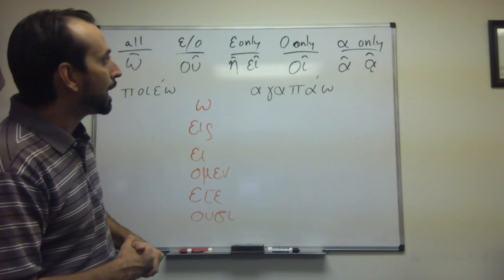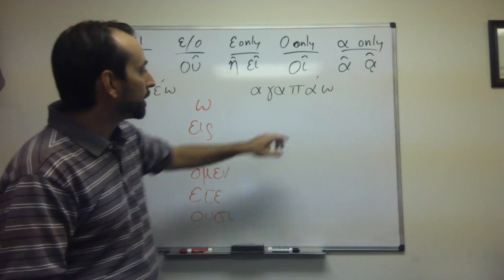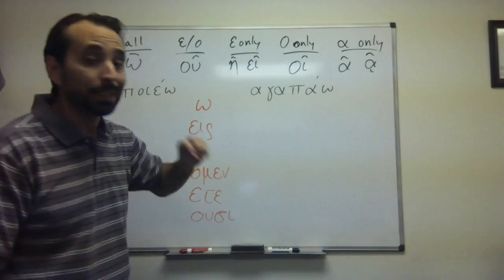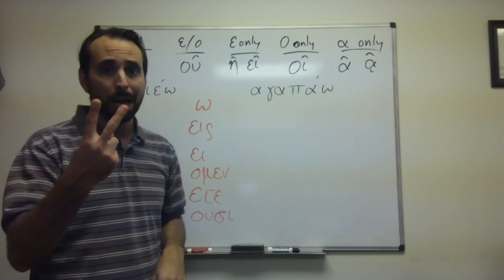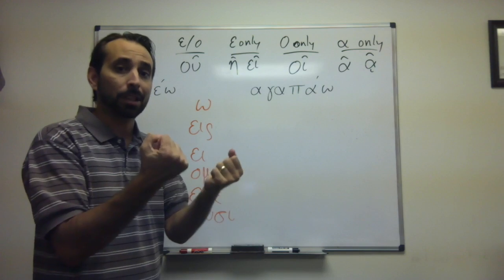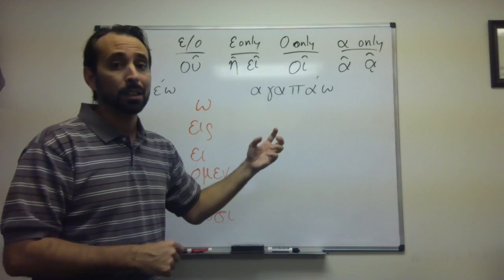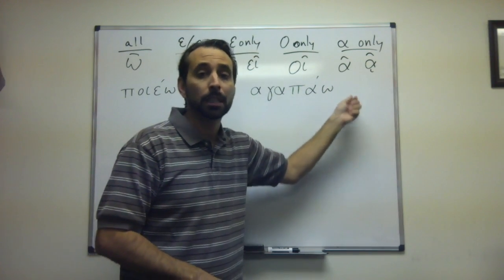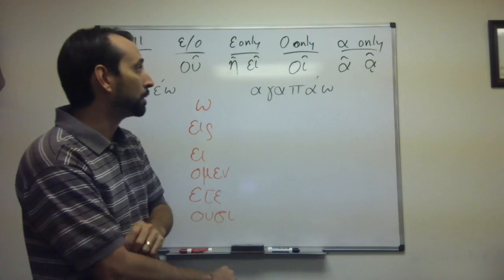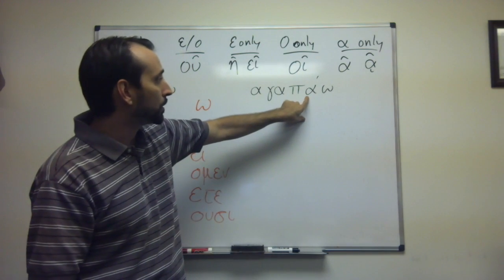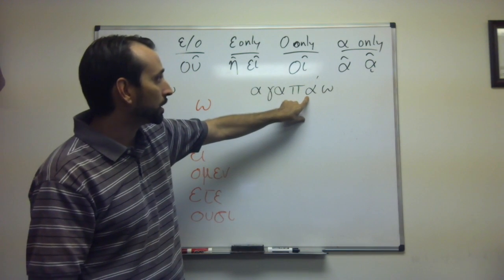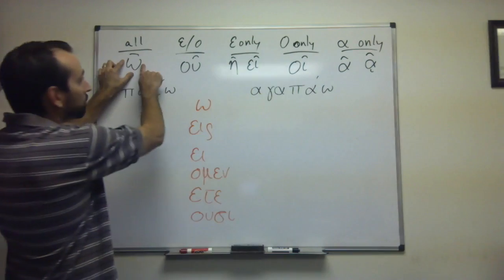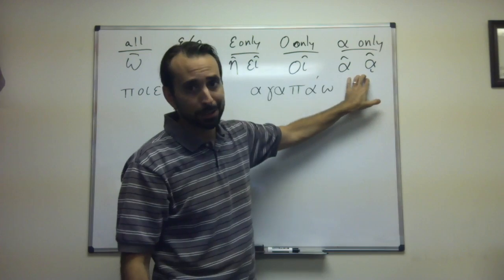So, for example, let's say the stem ends with an A. When it comes into contact with those endings, omen, ete, ousi, or even the middle passive, which I haven't written on the board yet, omai, ei, etai, ometha, esthe, ontai from chapter 3, there are only two options. If the stem ends in an A, I'm either going to have an omega with a circumflex, or one of these alphas with a circumflex.